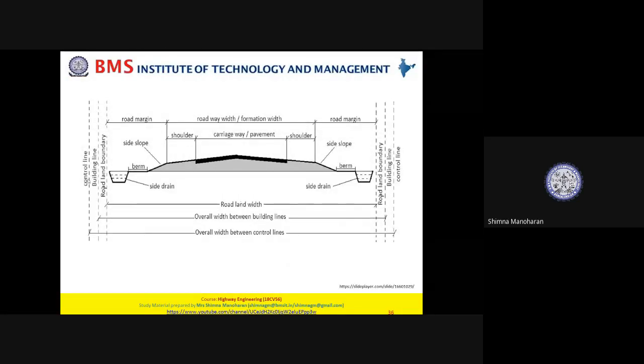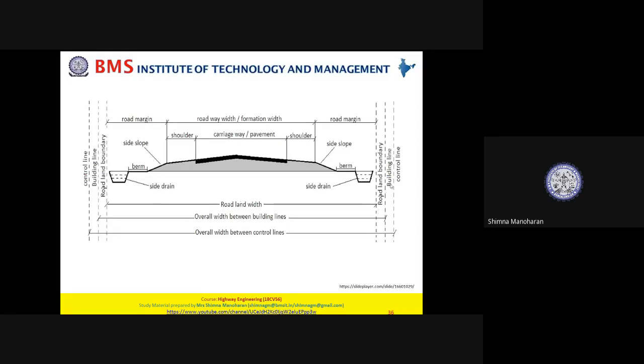So this is the typical cross section of a pavement. You have the carriageway or the pavement. Then there are the shoulders. Adding the carriageway or pavement and the shoulders, you get the roadway width or the formation width. Considering the road margin, you get the road land width.